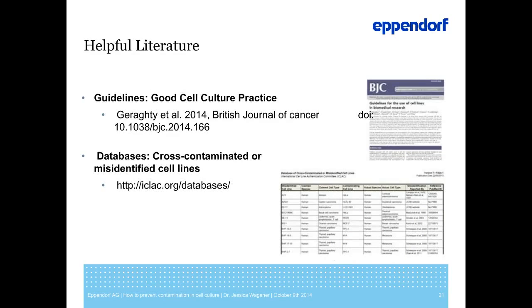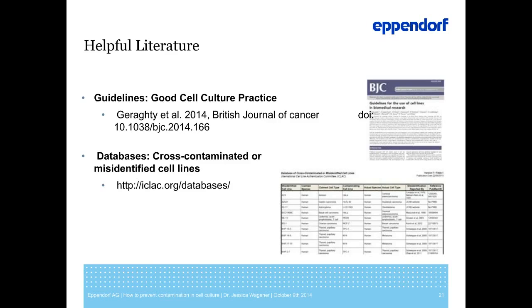I want to end this chapter by showing you two sources that I think can be very helpful for you in your daily cell culture work. The first one is a recently updated guideline for good cell culture practice that was published this year in the British Journal of Cancer. These guidelines cover all relevant areas such as cell authentication, cryopreservation, transfer of cell lines between labs, microbial contamination, and more.